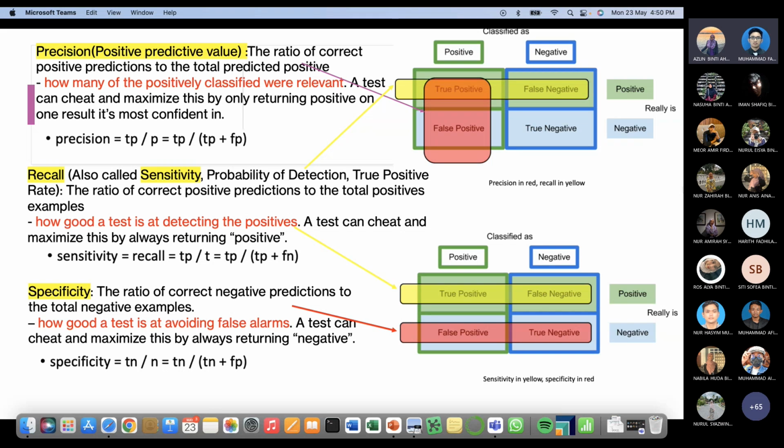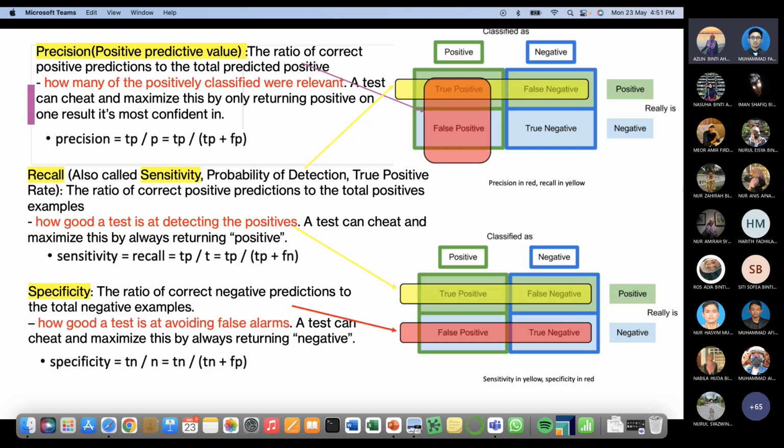Precision is about positive predicted value. Okay, how precise kita punya model predict yes. So maknanya kat sini adalah ratio of correct positive prediction to the total predicted positive. Okay, so yang color merah, kotak merah tu, dia punya precision. So we would like to see how many of the positively classified were relevant for by our model. So a test can cheat and maximize this by only returning positive on one result it's most confident in.